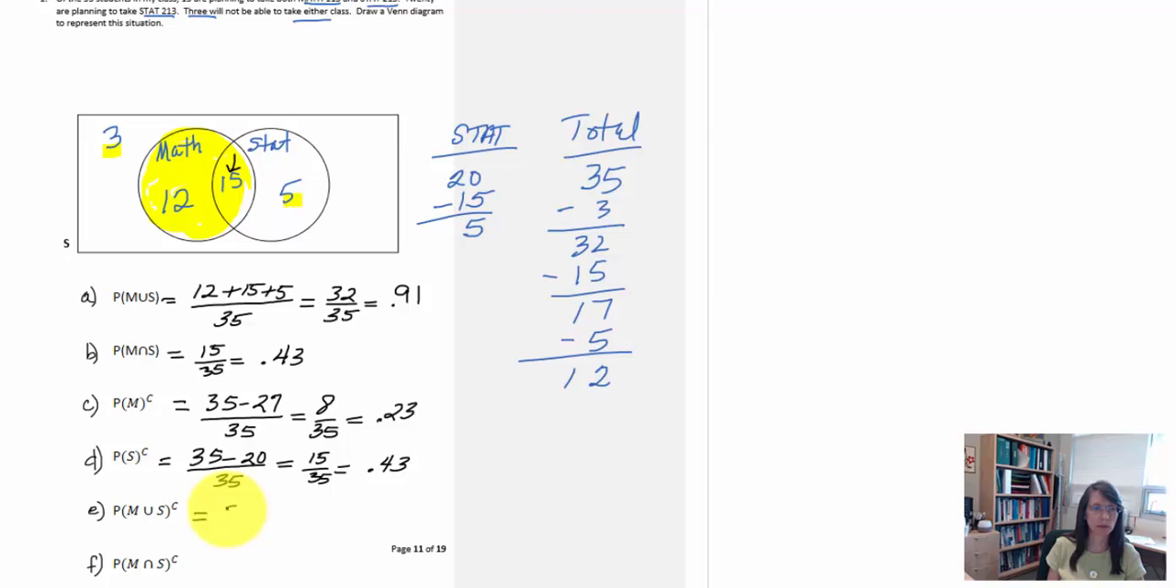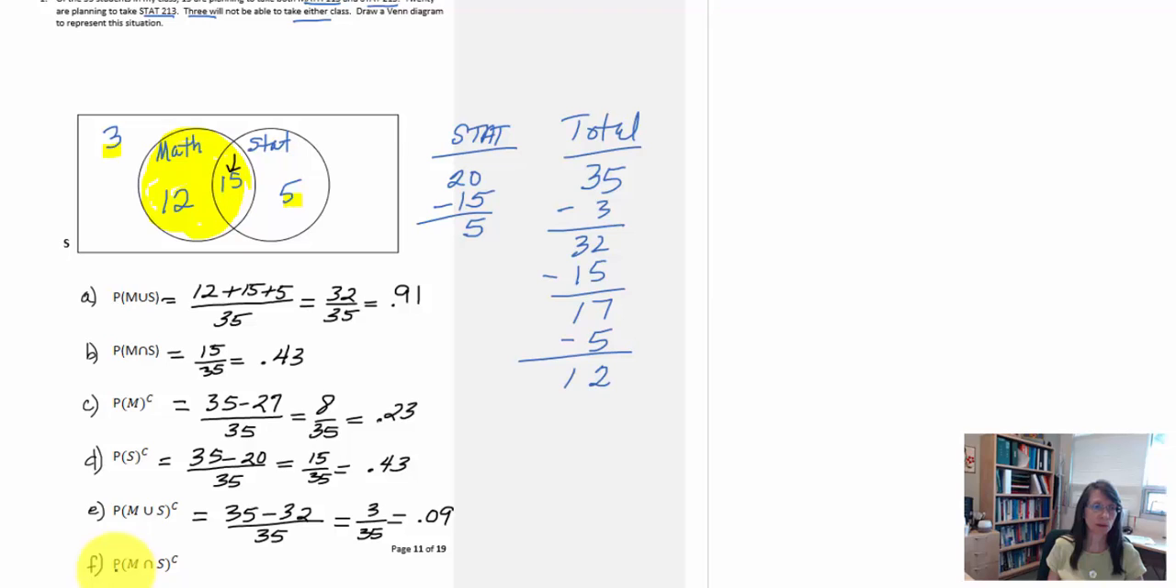So that would mean we're starting with a total of 35, but taking away the union of those two courses. So we're taking away 32 out of the total 35. So that looks like it leaves us 3 out of 35. And 3 divided by 35 is 0.09. So just 9% of the students.